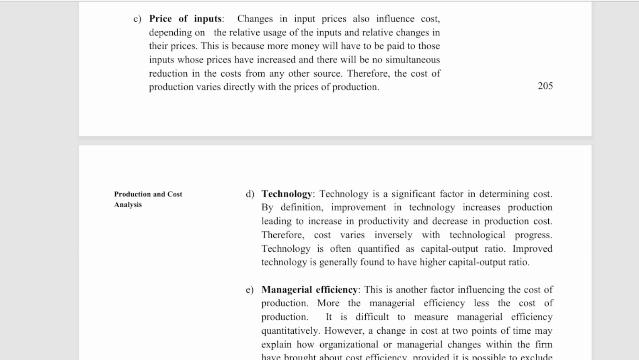And price of input, changes in input prices also influence cost depending on the relative usage of the inputs and relative changes in their prices. This is because more money will have to be paid to those inputs whose prices have increased, and there will be no simultaneous reduction in the cost from any other sources.